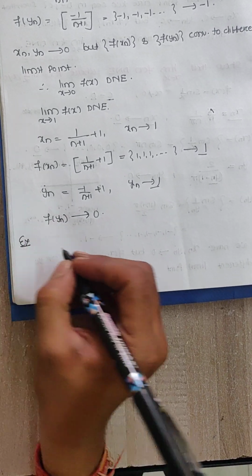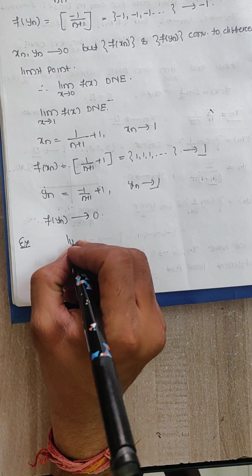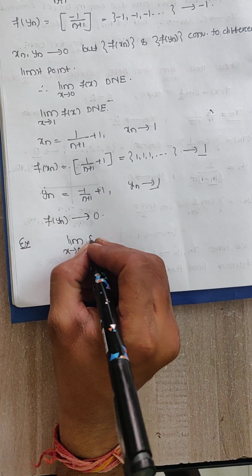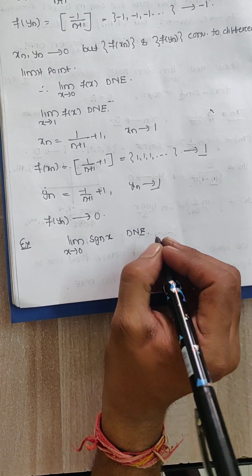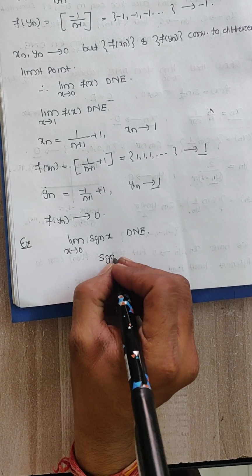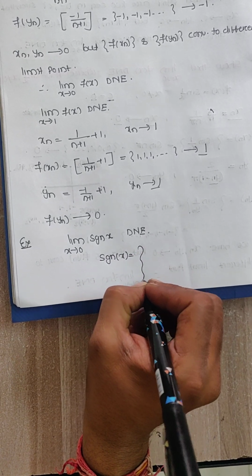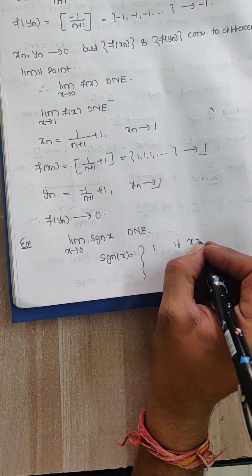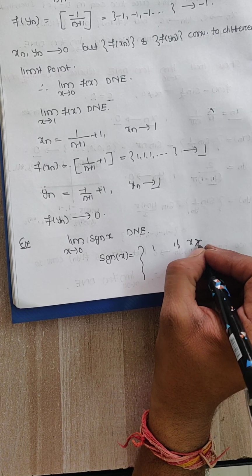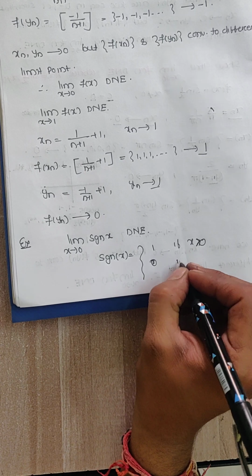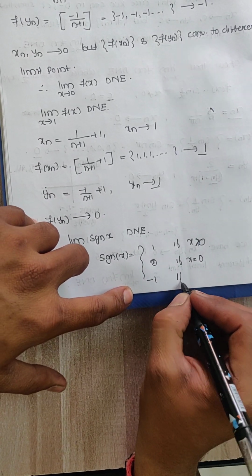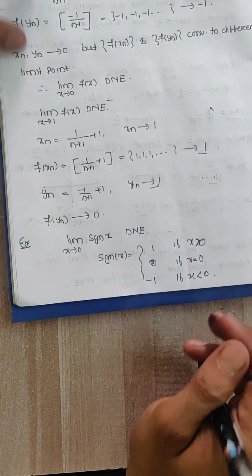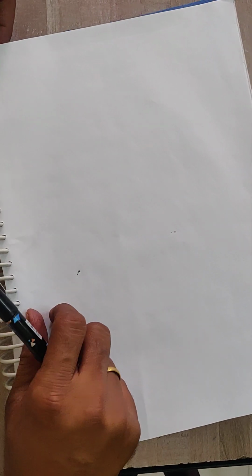Now another example, this is a beautiful example. Limit x tends to 0, signum of x, the signum function, does not exist. First of all, what is the signum function? Signum of x is nothing but 1 if x is positive, positive means strictly greater than 0. It is 0 if x is equal to 0, and it is minus 1 if x is less than 0.